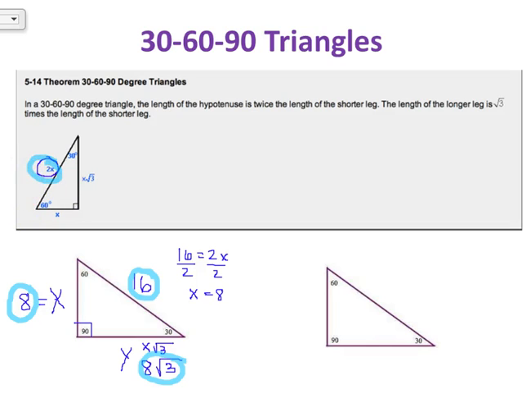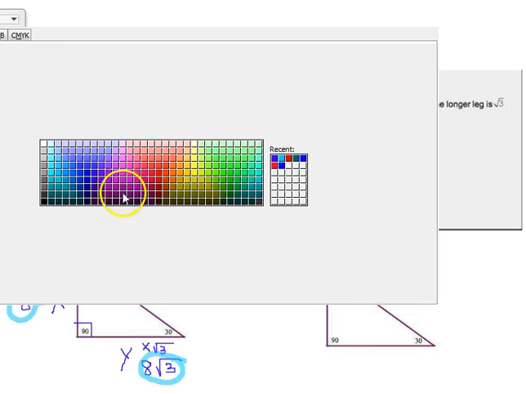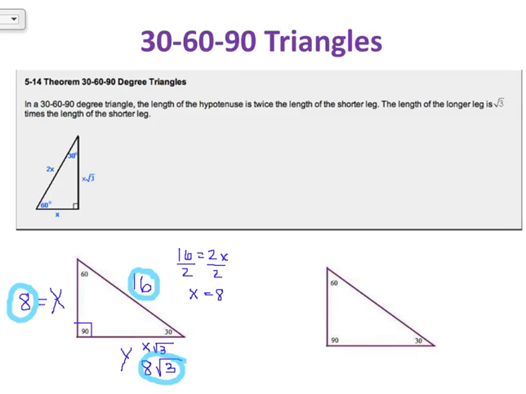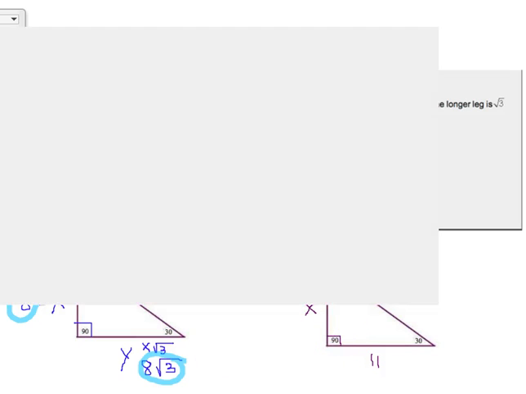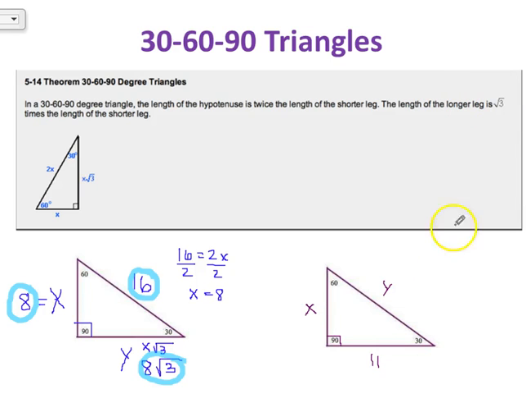All right, so let's do another one. Let's change colors and go to the other triangle. Now I'm going to give us the length between the 30 and the 90 degrees as 11. And we want to find the length of the hypotenuse and the length of the leg between 60 and 90. All right, so what length were we given? We were given the length between the 30 and 90 degrees.